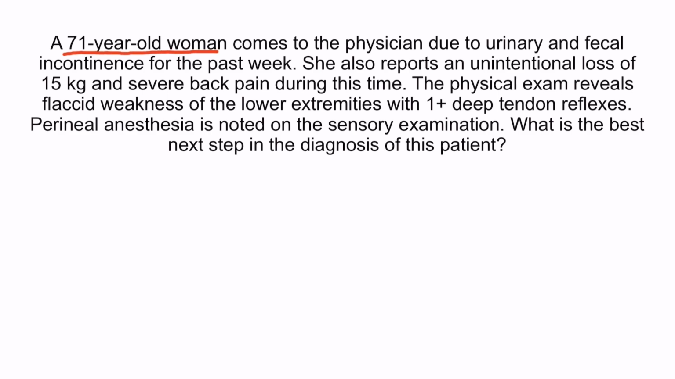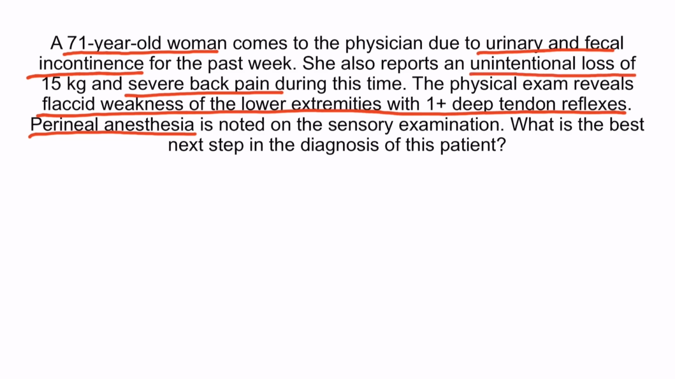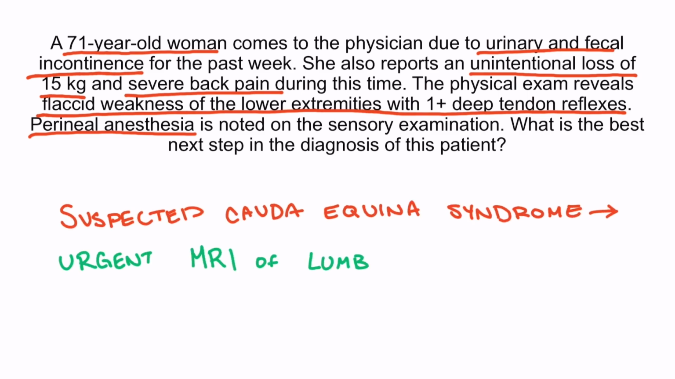This elderly woman presents with urinary and fecal incontinence along with severe back pain for the past week. Physical exam reveals flaccid weakness of the lower extremities with 1+ deep tendon reflexes. Perineal anesthesia is noted on the sensory examination. Urinary and fecal incontinence, back pain, lower extremity weakness, and saddle anesthesia raise suspicion for Cauda Equina syndrome. Given an unintentional loss of 15 kilograms in a month, the most likely cause of our Cauda Equina syndrome is malignancy. The best next step in diagnosis of Cauda Equina syndrome is an urgent MRI of lumbosacral spine.